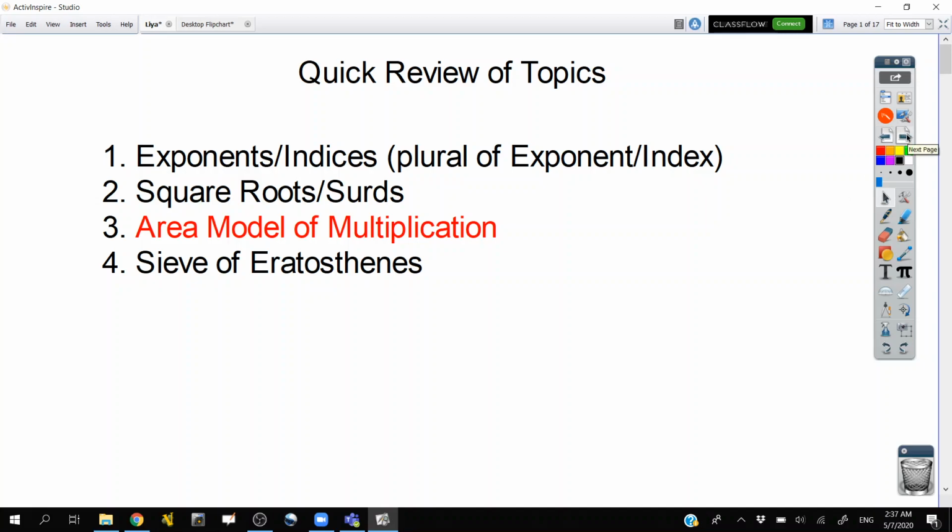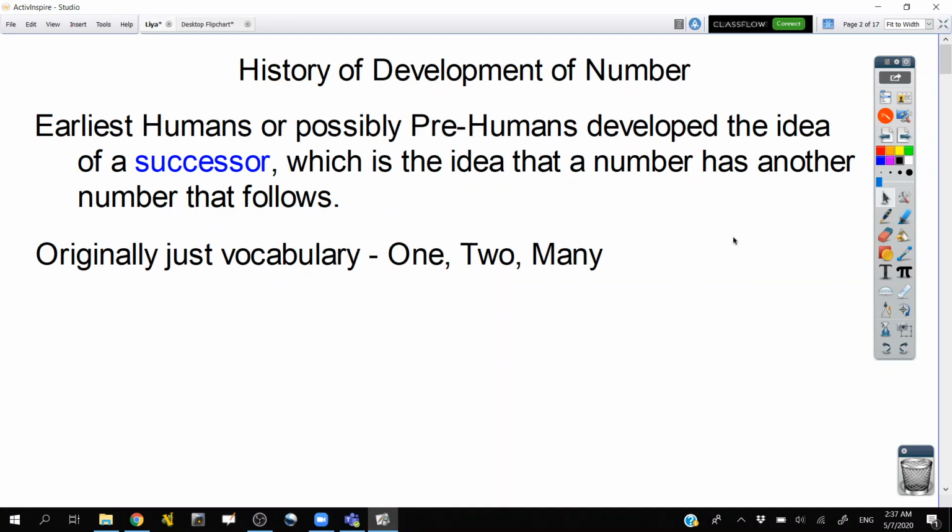So my first mini lesson for you is going to lead up to exponents and indices, but it requires some history. Humans developed the ideas of numbers with a specific process, building on previous ideas. The earliest humans, or possibly even pre-humans, before we were even Homo sapiens, we think had already developed the idea of a successor, which is really the idea of counting. It's the idea that a number has another number that follows.